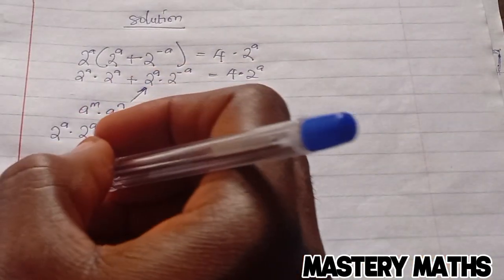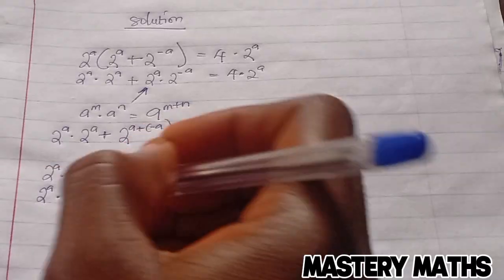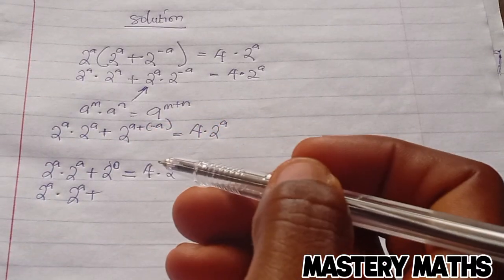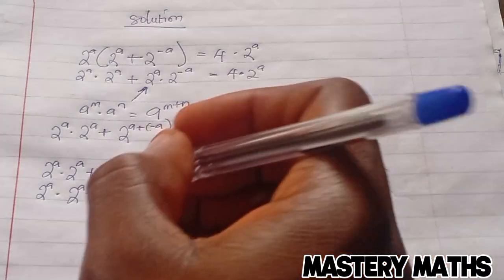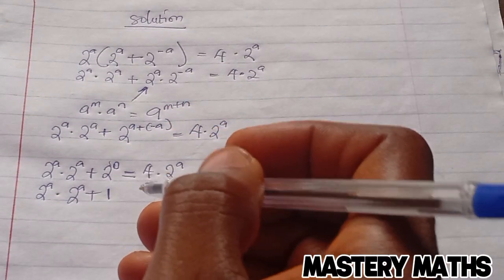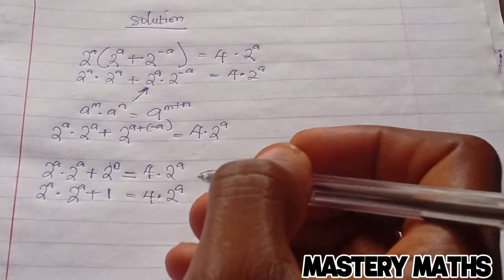Then we'll bring down this 2 raised to the power of a times your 2 raised to the power of a plus 2 raised to the power of 0. According to the law of indices, whenever a number is raised to the power of 0, it gives 1. So 2 raised to the power of 0 gives us 1. Then you have equal to 4 times 2 raised to the power of a.